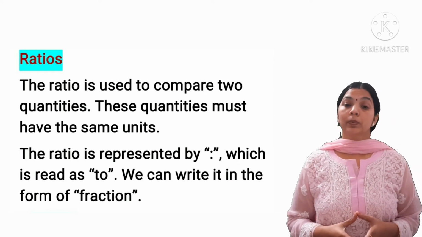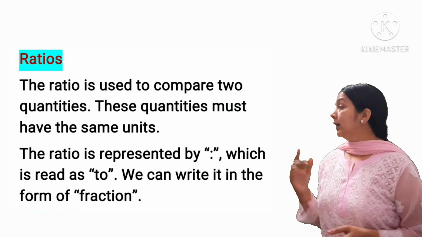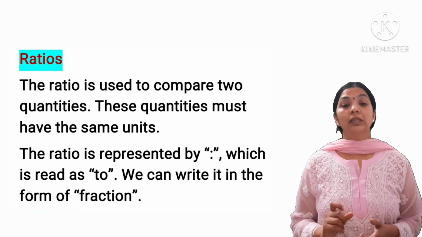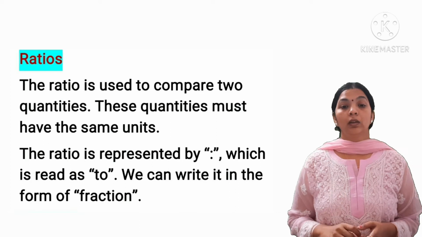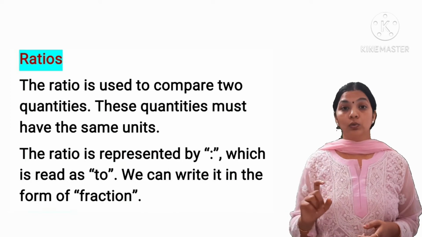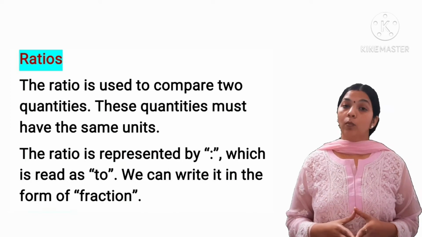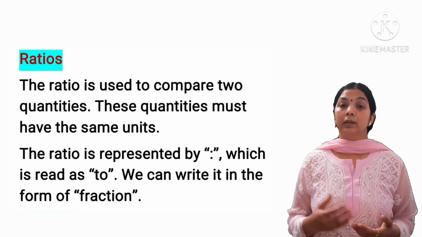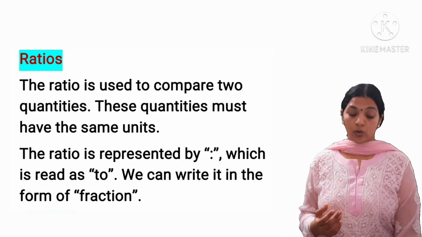The ratio is represented by the two dot signs, as you can see. So this is read as 2 to 3. We can write it in the form of a fraction. So ratios can also be written in the form of a fraction.